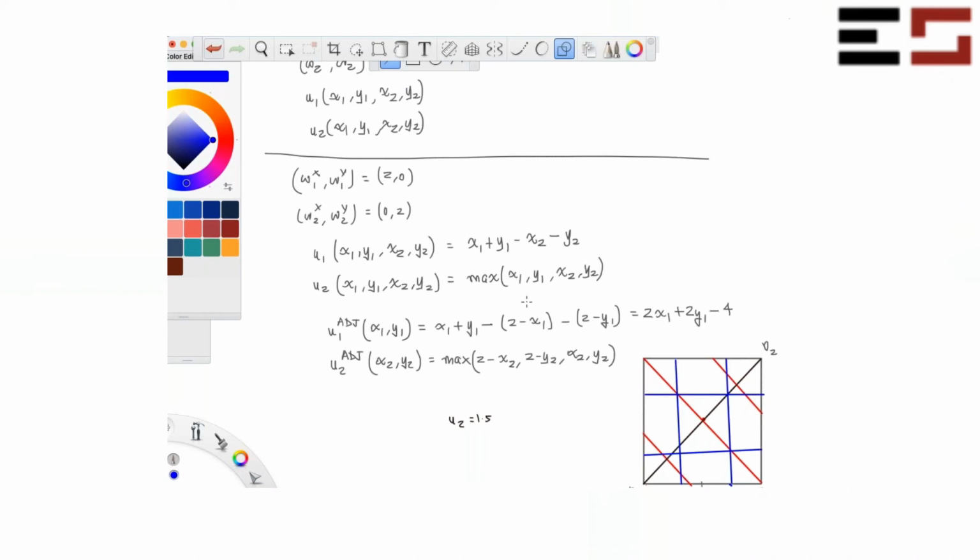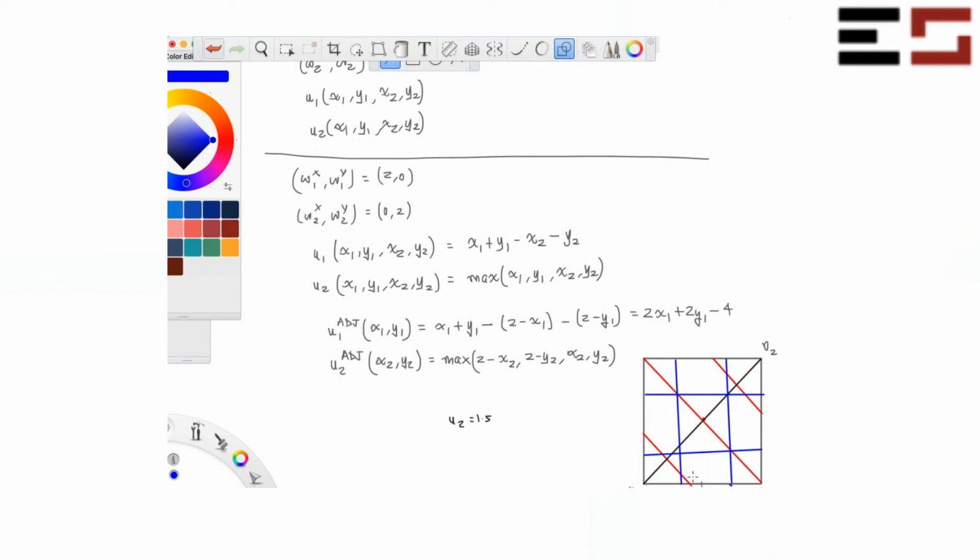Now because we want the max to be 1.5, we don't want any of the other quantities to be greater than 1.5, right? If the max is 1.5, then if x1 is 1.5, we don't want y1 or y2 to be greater than 1.5. So we want to remove all the regions where either x1 is greater than 1.5, or y1 is greater than 1.5, or x2 is greater than 1.5, or y2 is greater than 1.5.